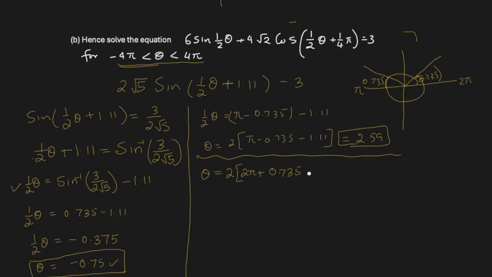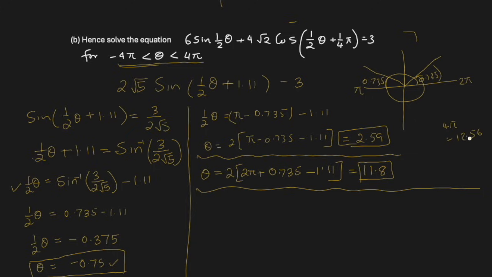So theta will be equal to 2 times, I'm taking help of this one now, 2 pi plus 0.735 minus 1.11, which comes out to be 11.817. So 11.8, let me write 11.8, 3 significant figures. This is the third answer. Let's go to the fourth answer. Can I go this way? No, because 11.8 is very close to 4 pi. 4 pi is how much? 12.54.